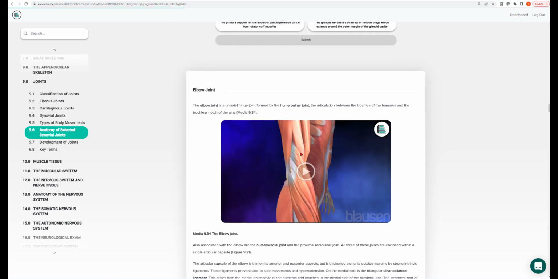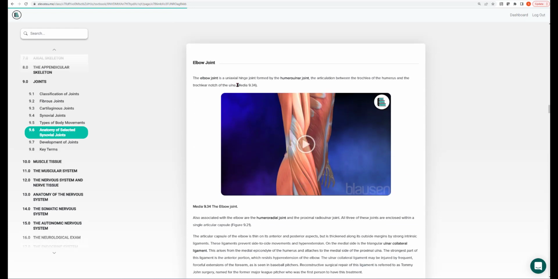Let's take a look at the elbow joint. This is actually a uniaxial hinge joint. That's not hard to imagine. It's actually 2 joints. It's really the humeral ulnar joint and also the humeral radial joint. It's really kind of 2 joints all blended into the elbow. So again, it's the humeral ulnar joint and the humeral radial joint both together in one single capsule.